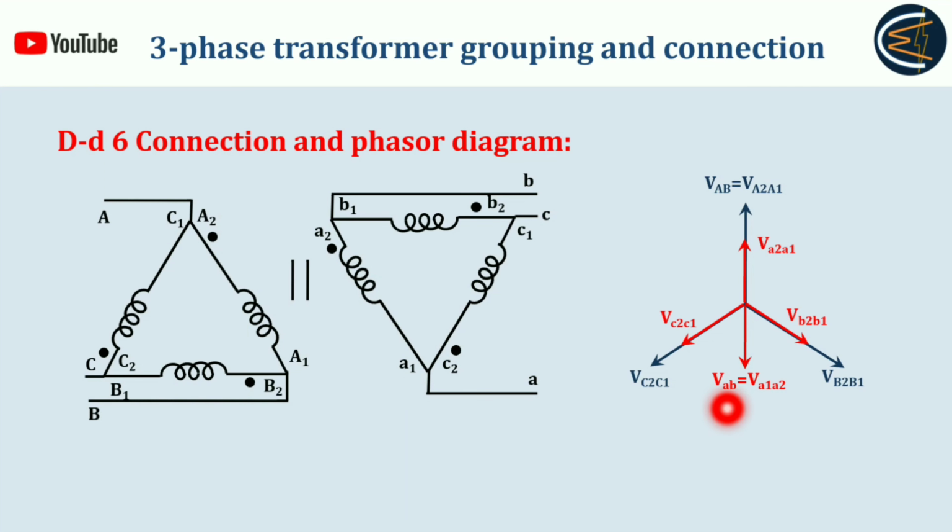Alright. So we already know VA2A1 is this quantity. So VA1A2 will be exactly opposite, and that is same as V small ab. That means we can say V small ab and V capital AB are opposite with each other. That means 180 degree opposite, or DD6 connection.